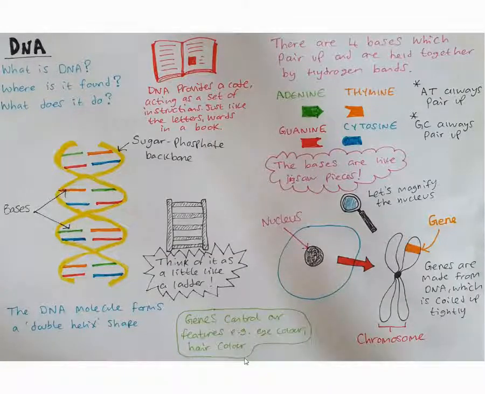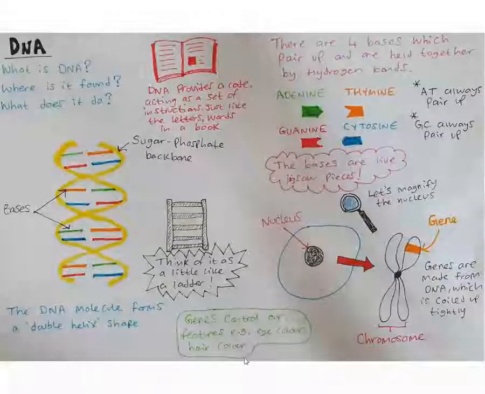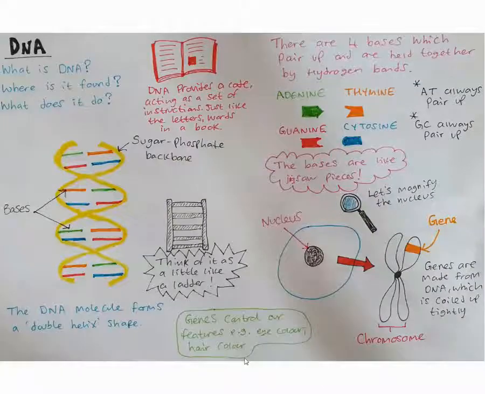So what is DNA? We've discussed it's a code, it's a chemical molecule made up of various different structures. Where is it found? It's found inside the nucleus of the cells. And what does it do? It contains genes, it's used to build and make genes that control your various features like your eye colour and your hair colour.